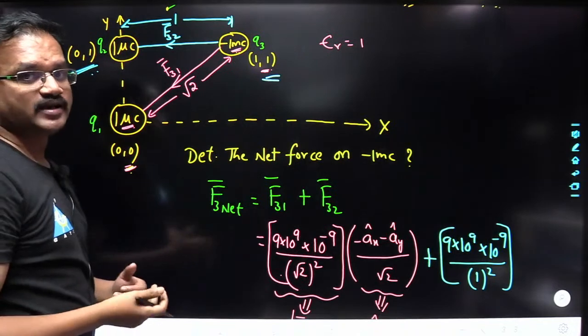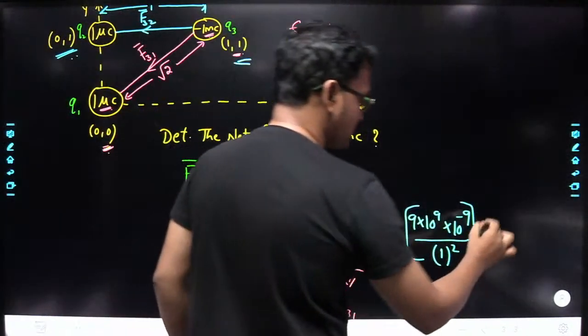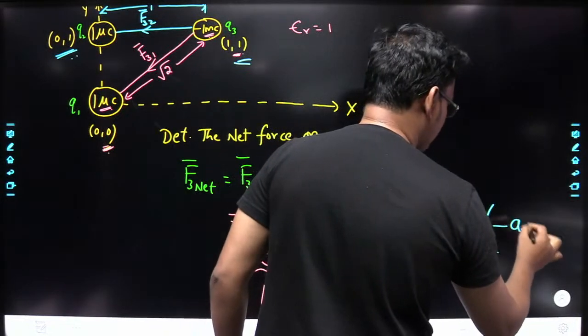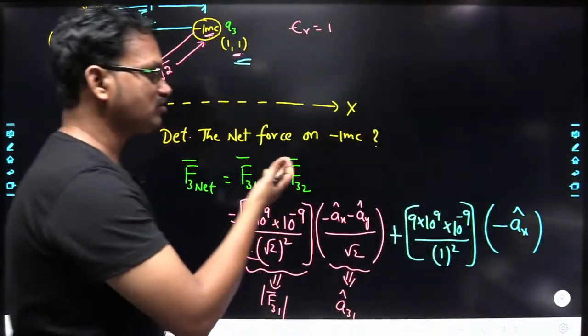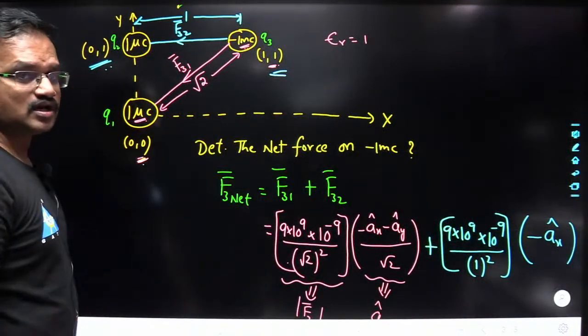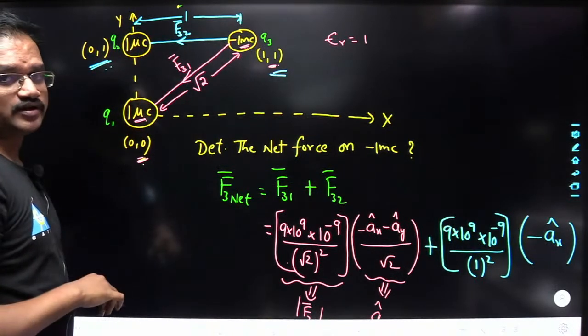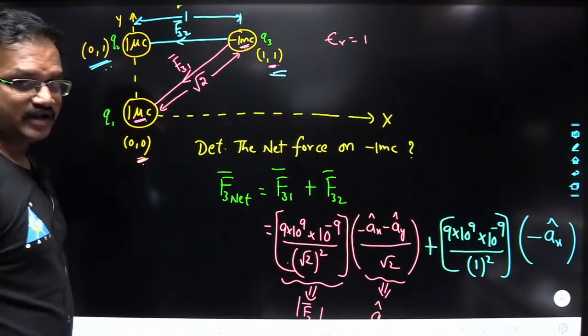It's nothing but minus ax cap, or not? Yes or no? So you can directly write the direction here, minus ax cap. Or if you want to follow the procedure, you can follow. You are going to get the same thing here. Write the vector that is pointing from here to here and divide by its magnitude. You are going to get the same thing, minus ax cap.